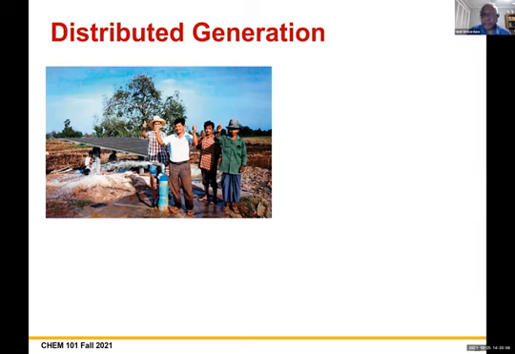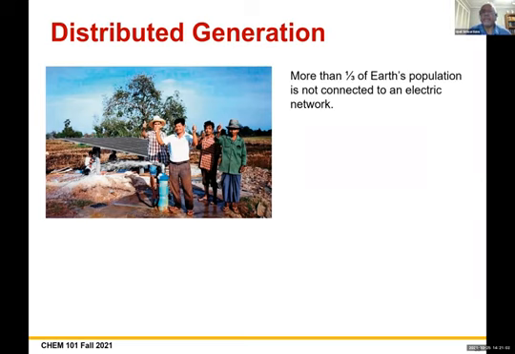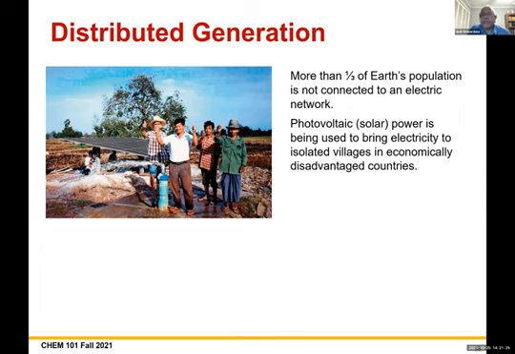So solar cells have advantages. More than 1/3 of Earth's population is not connected to an electrical network. They don't have a grid. Some people live in remote areas where there are no electrical wires or electricity. Photovoltaic cells are being used to bring electricity to isolated villages in economically disadvantaged countries.